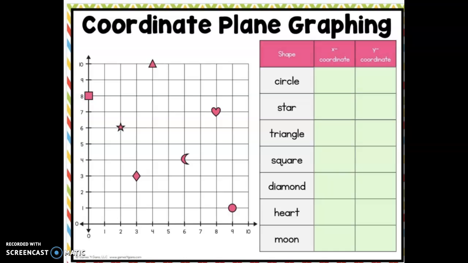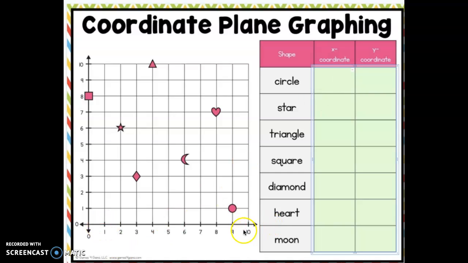Alright, so they want us to look at what ordered pair each of these shapes has. So let's look. I had to use my word, ordered pair. The circle, I need to know the x coordinate, that's the over, and the y coordinate, that's the up and down one. So, circle, went over 9, so that's my x. And then how many did it go up? It went up 1.